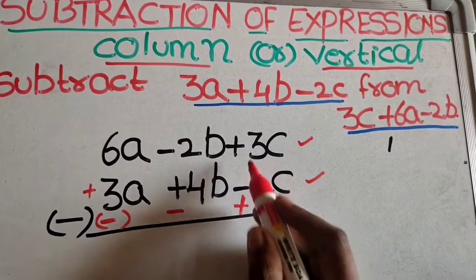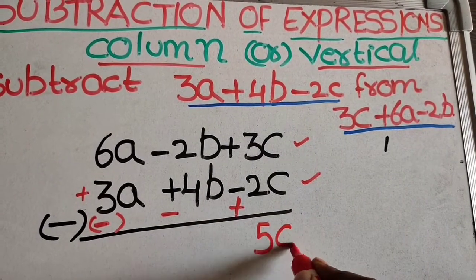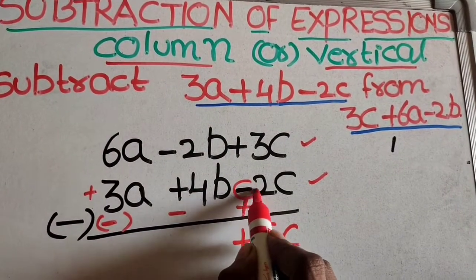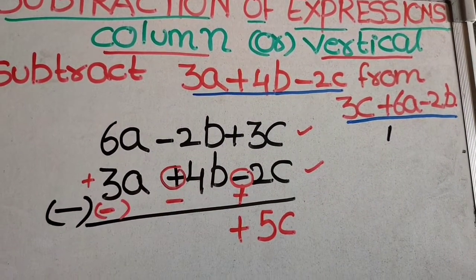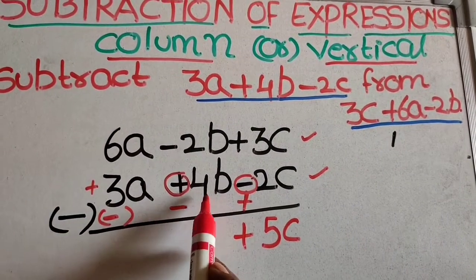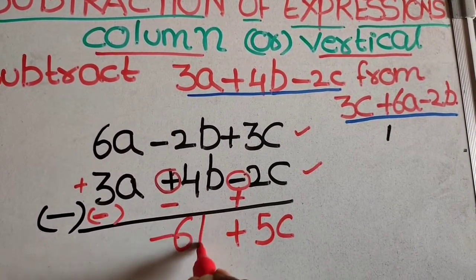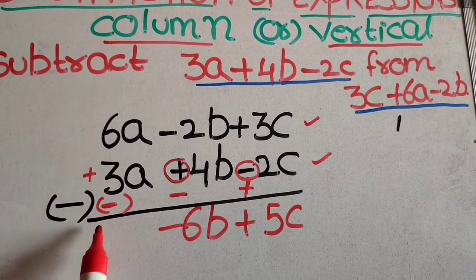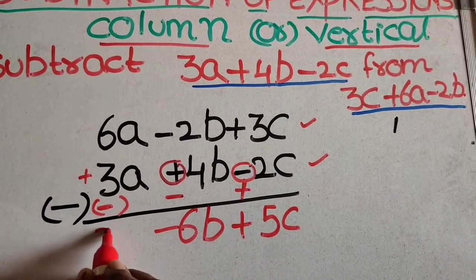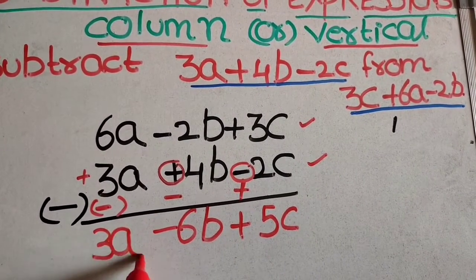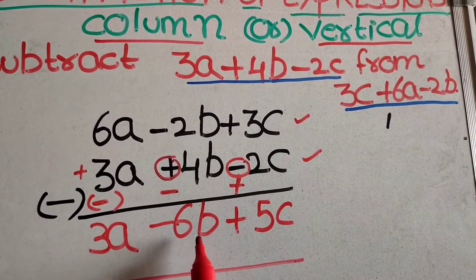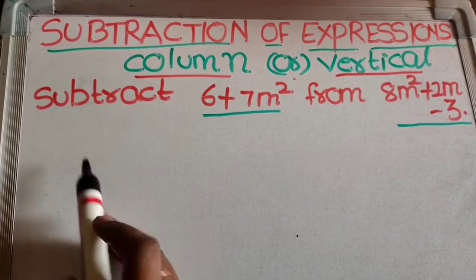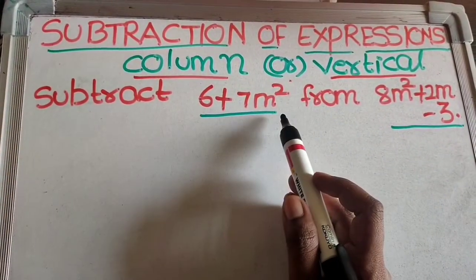So now 3c + 2c gives 5c, plus 5c, because now the symbol is not there. Now whatever the symbols you have written down, those symbols you have to follow for the second expression. So now -2b - 4b gives -6b. 6a - 3a gives 3a. So whenever you are doing the vertical method, whatever the expression you have written down, you have to change the symbols. Now let us see one more.